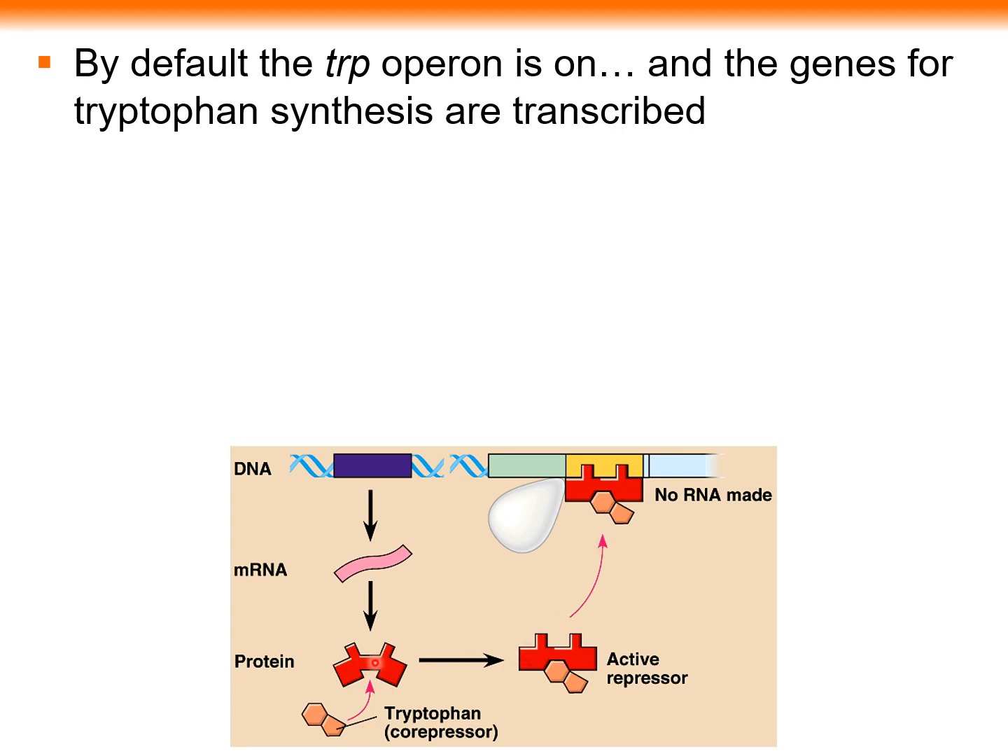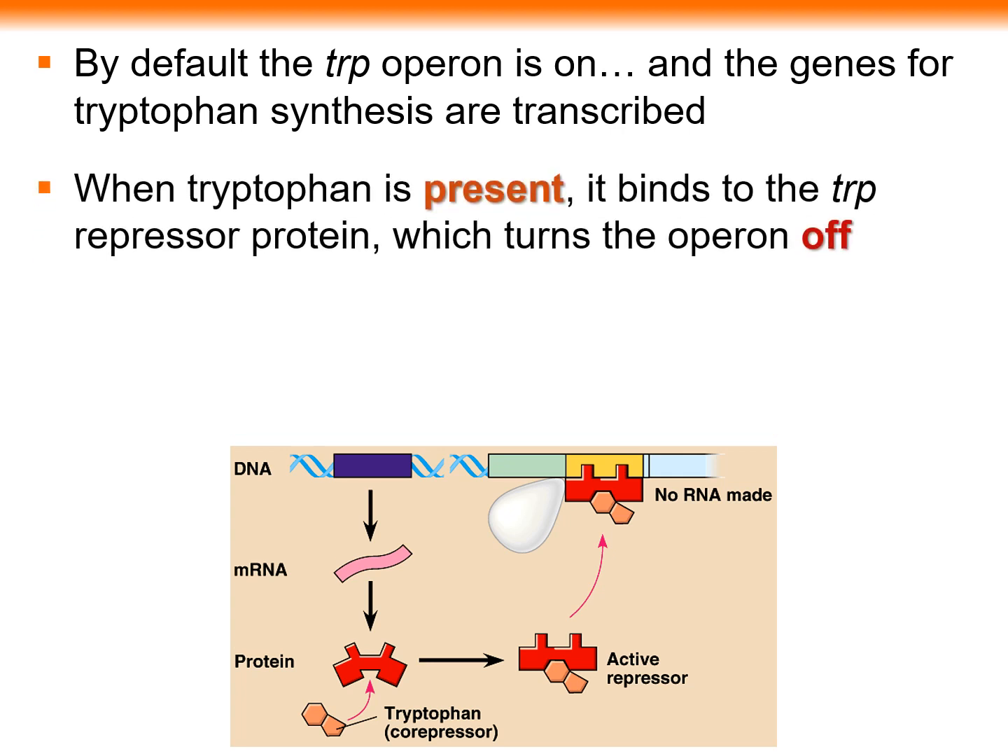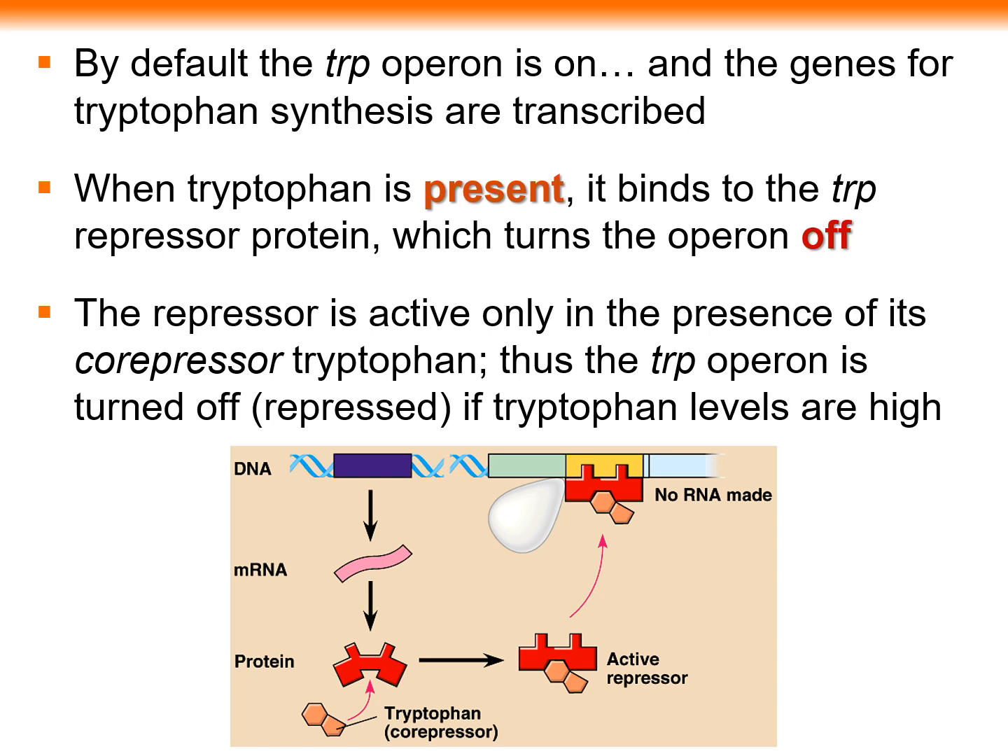So we have to have not only the signal to turn on the synthesis of that repressor, but also the co-repressor, the presence of tryptophan. So when tryptophan is present, it binds the repressor protein and turns off that operon. It's only active when the co-repressor is there. So it's acting like a receptor transcription factor.